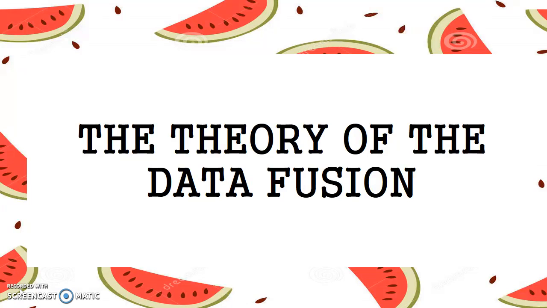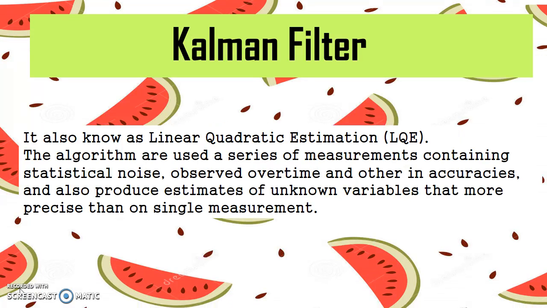In data fusion, we have many theories, but we just highlight three types. There are the Kalman filter, Bayesian network, and Dempster-Shafer theory. The Kalman filter is also known as linear quadratic estimation. The algorithm uses a series of measurements that contain statistical noise and other inaccuracies observed over time, and produces an estimate of an unknown variable that is more precise than a single measurement.